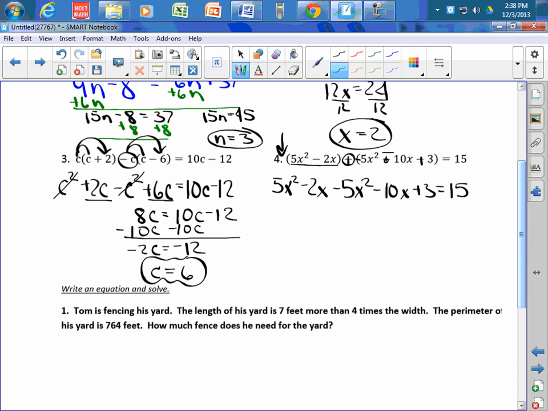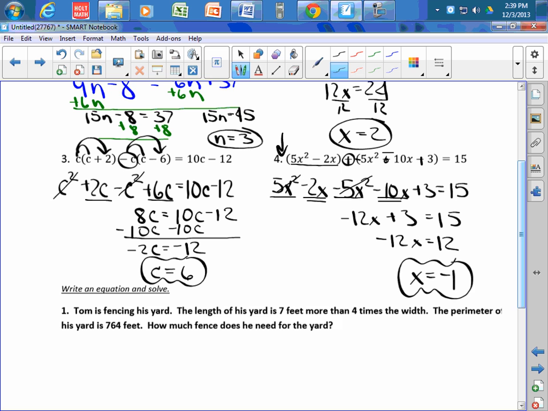Write the left side in descending powers. Start with your highest exponent first. 5x squared minus 5x squared cancels. Negative 2x minus 10x is negative 12x. Bring down the plus 3 is equal to 15. Subtracting 3 from both sides, negative 12x is equal to 12. Dividing both sides by negative 12, you get x is equal to negative 1.